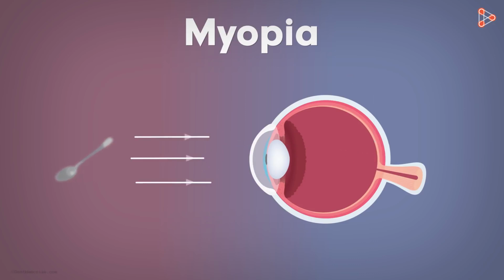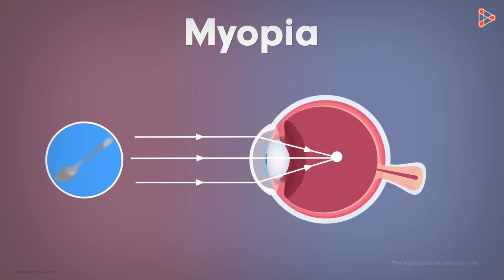What about the distant objects? First of all, the light rays from a faraway object coming towards the eye are almost parallel to each other. And when these rays enter the eye, they get converged in front of the retina instead of on the retina. This is the reason for blurriness. But what causes the light to converge in front of the retina rather than on the retina?